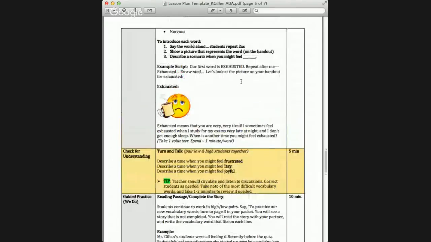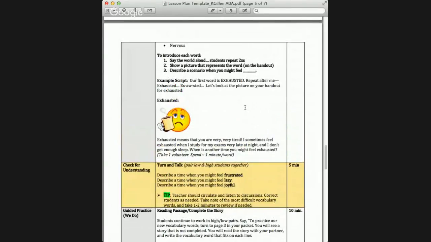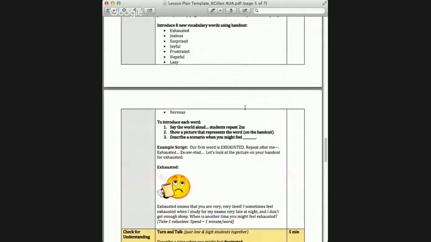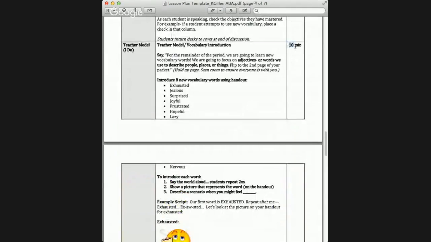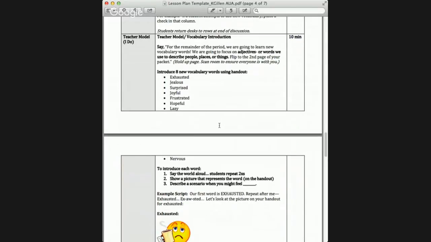So you will do this. You will pronounce the word, show a picture, and give an application for each of your vocabulary words. And that should take about 10 minutes. Obviously, I went through it more slowly for this purpose, but it should take about 1 minute per word to go through everything.